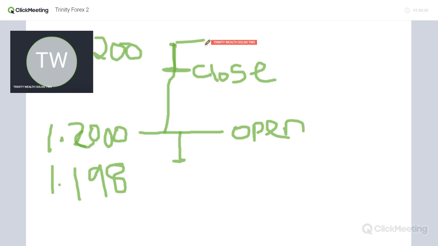So this is our high. The highest price the market has moved during that 1 hour. That is our high price. Okay? Then this is our closing. And our closing can be 1.2100. Okay?